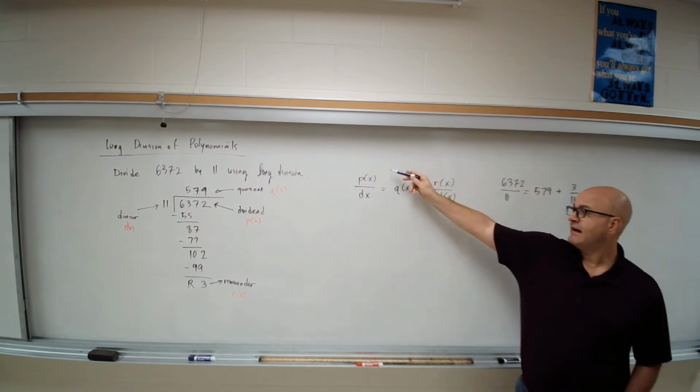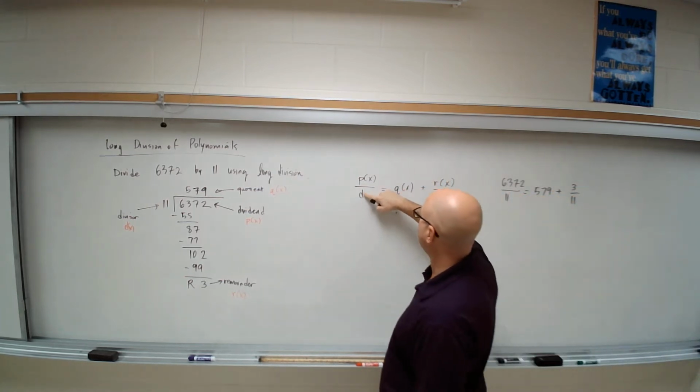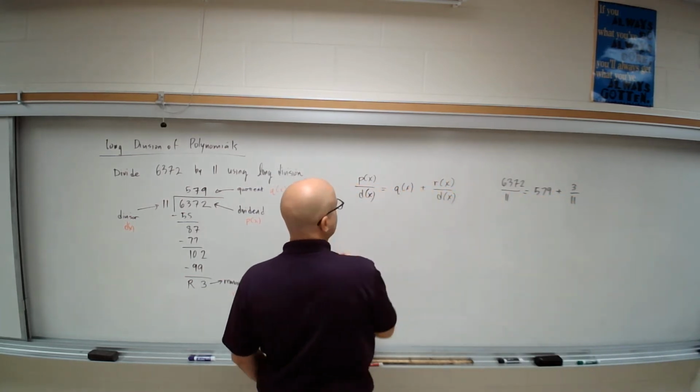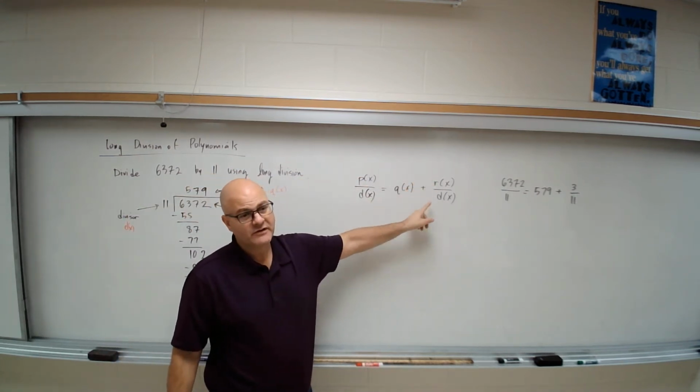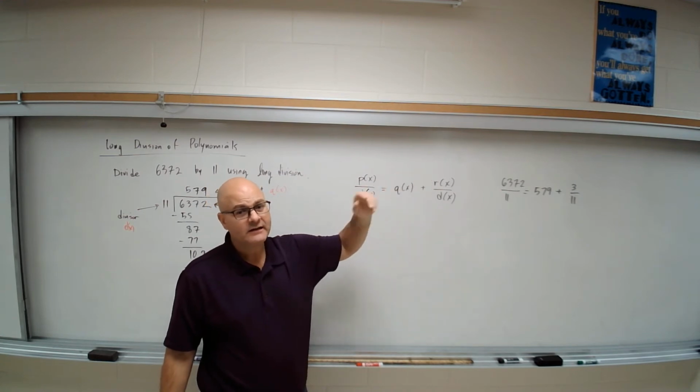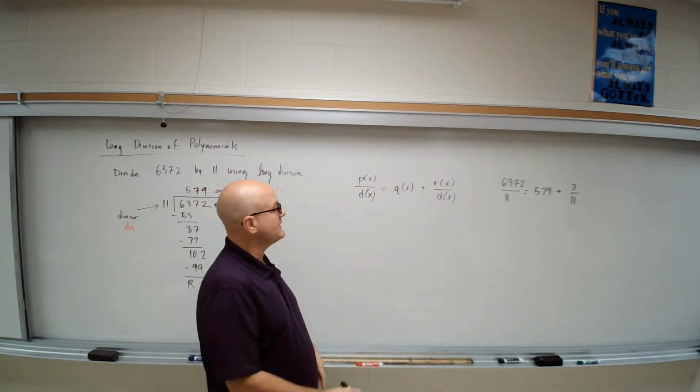So again, dividend over divisor equals quotient plus the remainder over the divisor. Oh, sorry, I forgot to put a parenthesis there. So that's one way that could look. And that's fine, that was a great way.